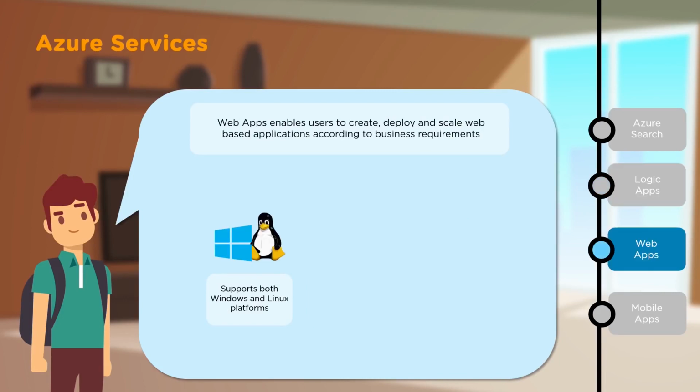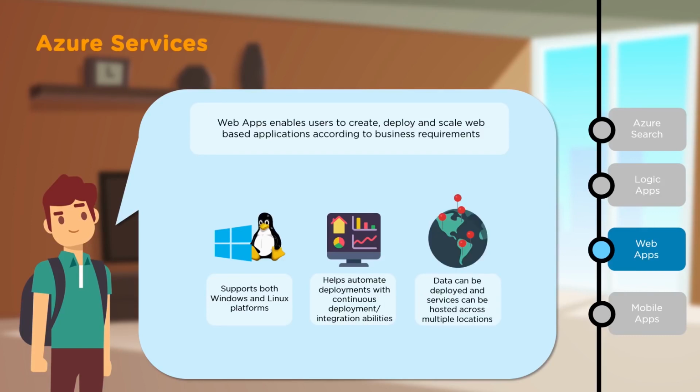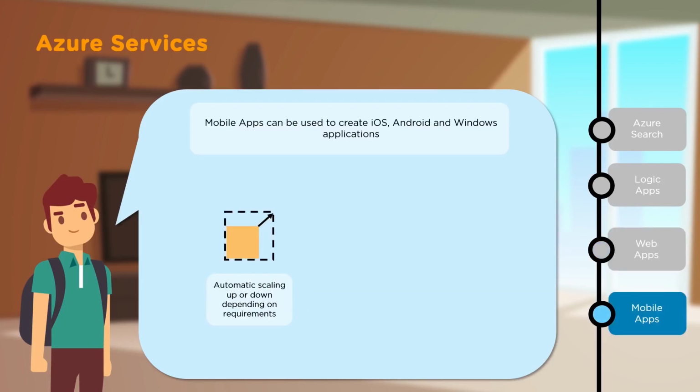Next, we have web applications. With web apps, you can create, deploy, and scale web applications according to business requirements. Now it supports both Windows and Linux platforms, and it helps with continuous integration and deployment abilities. Another very important aspect of this is that the data can be deployed and hosted across multiple locations in the world.